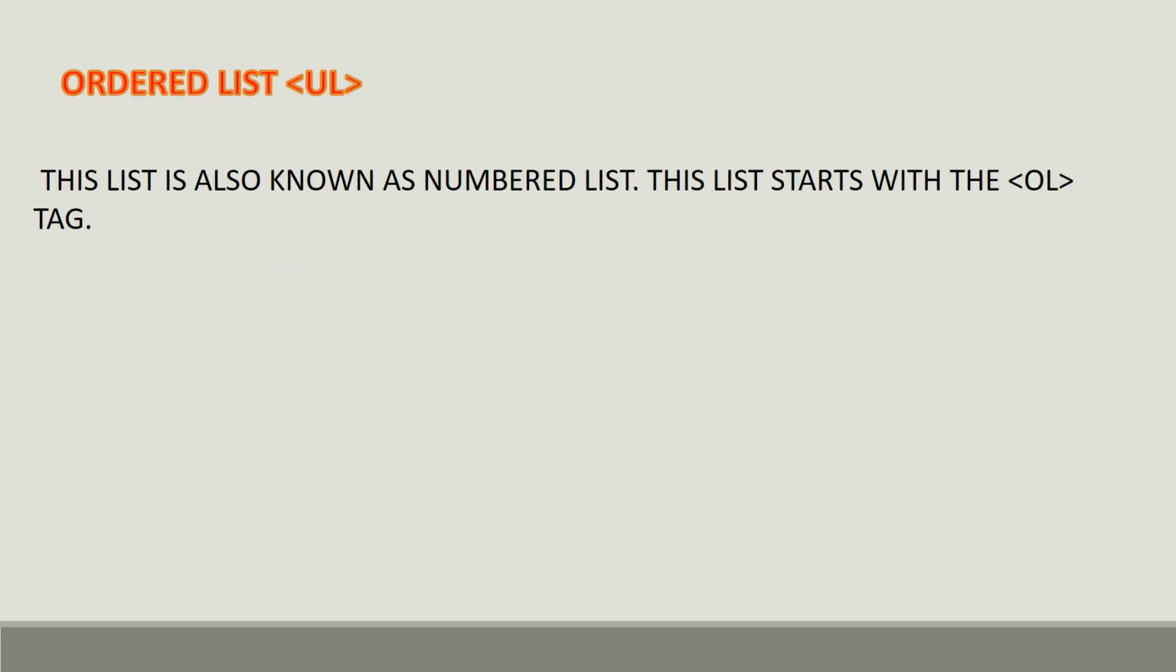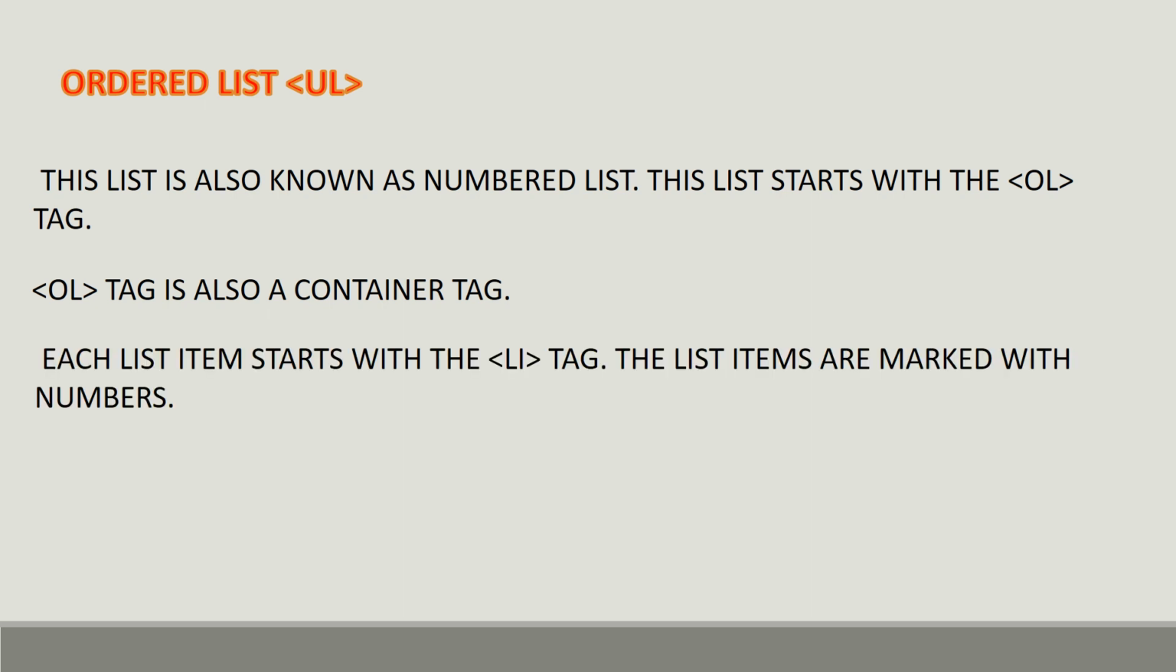Next is your ordered list. This list is also known as a numbered list. Fine. And this list starts with an OL tag. The OL tag is also a container tag, meaning the ordered list is also a container tag, and each listed item starts with LI. Here also you are going to start with LI, meaning after the ordered list you have to use the LI tag, that is your list items are marked with numbers. Means we don't need to write 1 2 3 4 5 6. We will simply write LI and things will be done.